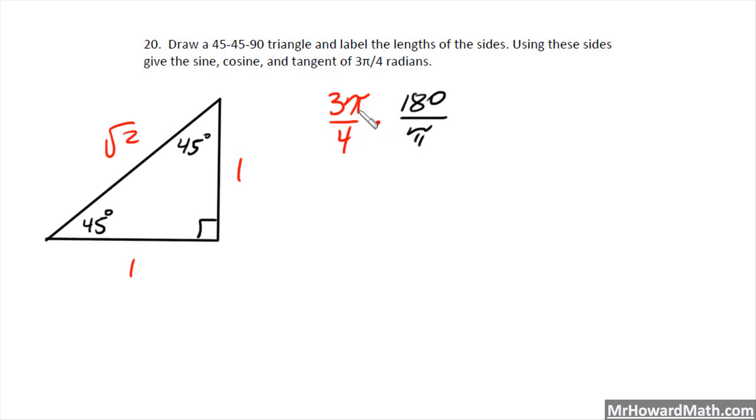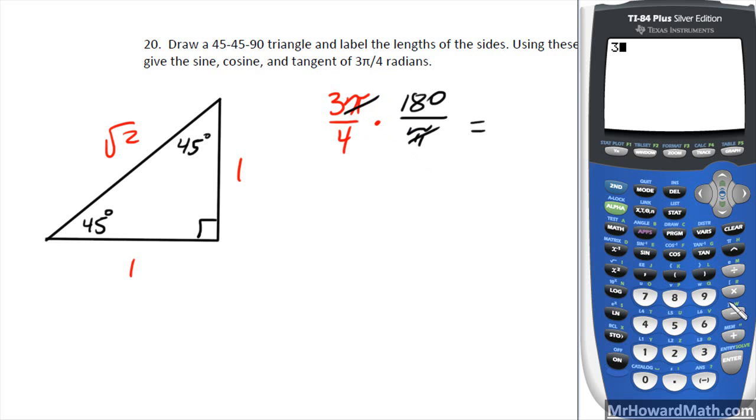So we multiply by 180 over pi. The pi cancels, and that is going to give us 3 times 180, all divided by 4, and that is 135 degrees.